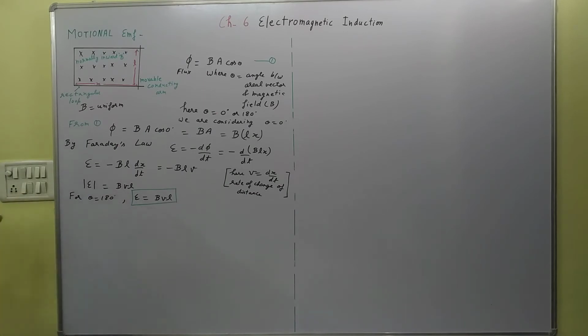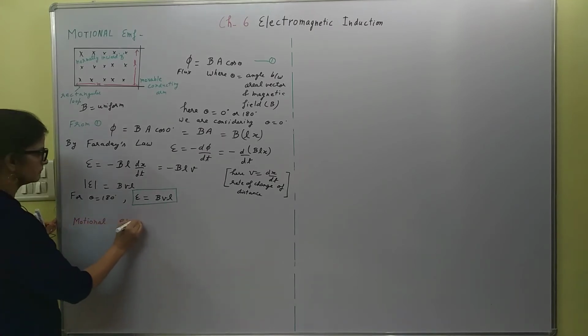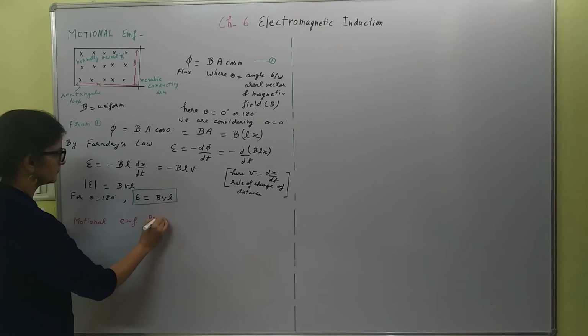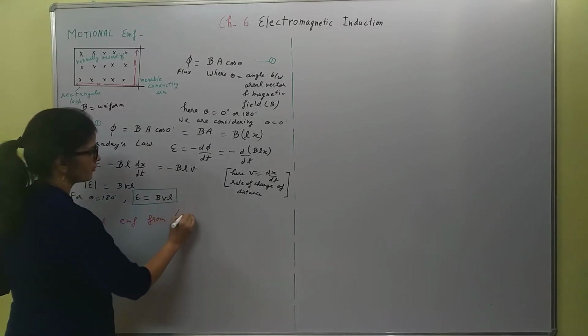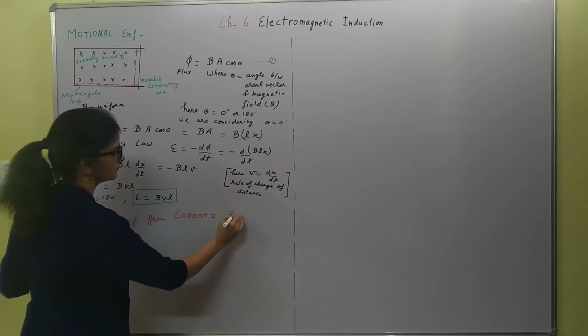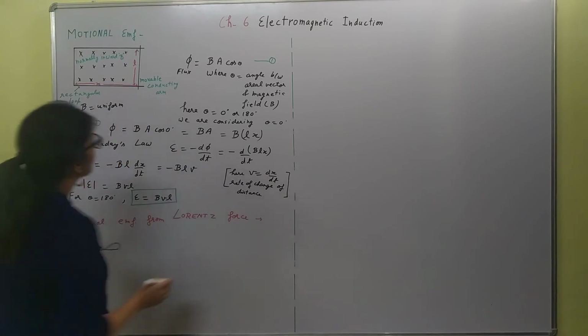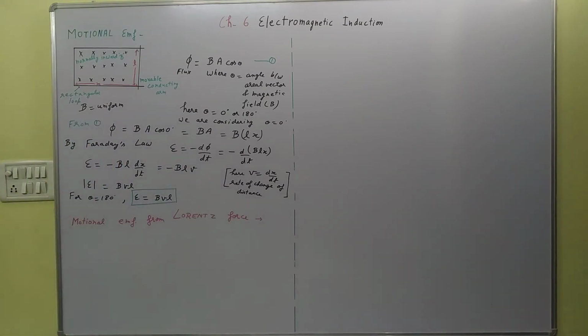Now we will calculate the motional EMF from Lorentz force. So next heading we are writing from Lorentz force. So this is another way of deriving it. Now again we can draw the diagram. We can look at the same diagram.